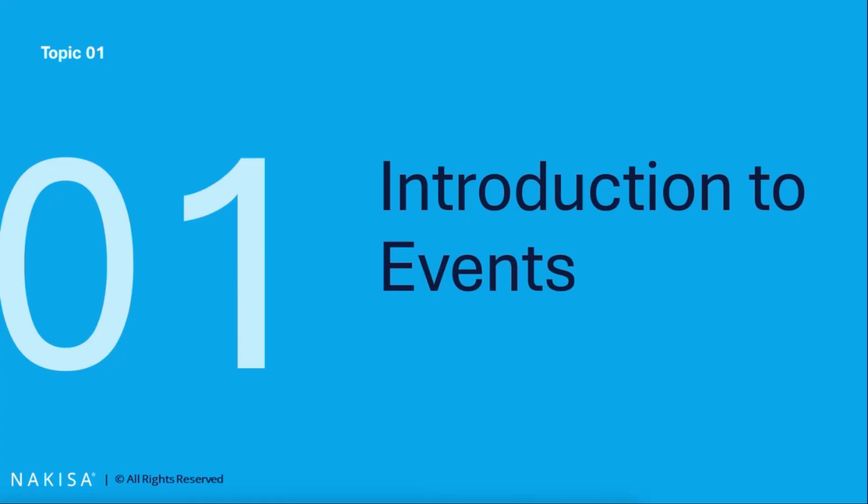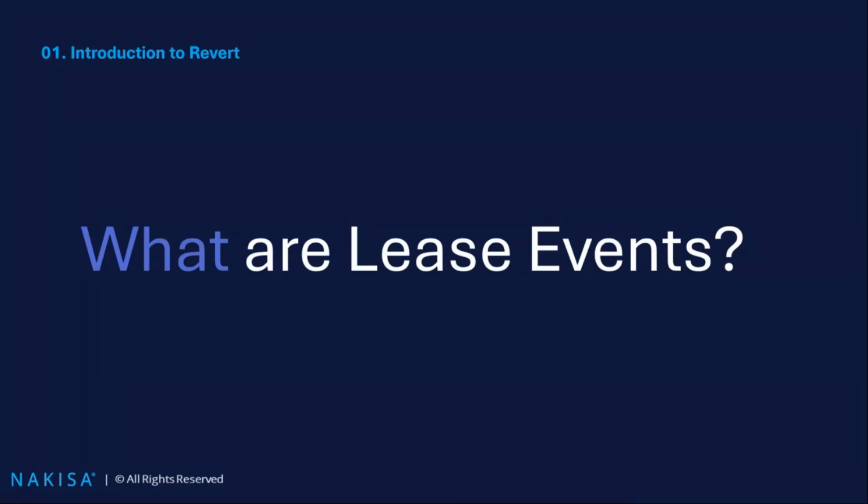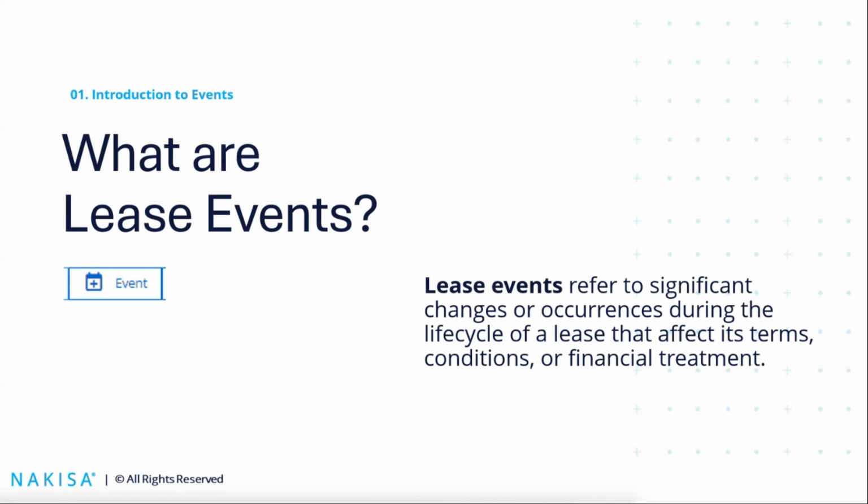So, introduction to events. What are lease events? I guess we all know, but I'll just go through it anyways. Lease events refer to significant changes or occurrences during the life cycle of a lease that affect its terms, conditions, or financial terms. So I have placed a small icon that we see on all our object levels: at the contract level, lease component level, as well as the activation group. So I'll go further now.